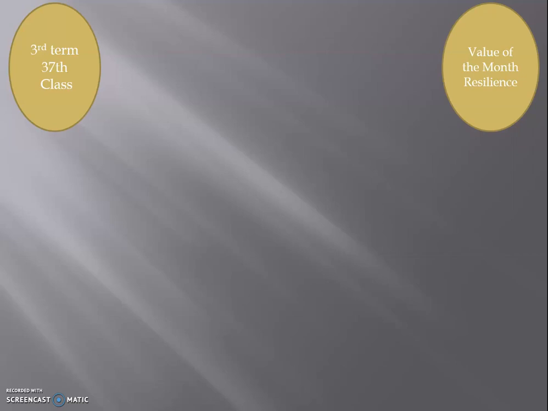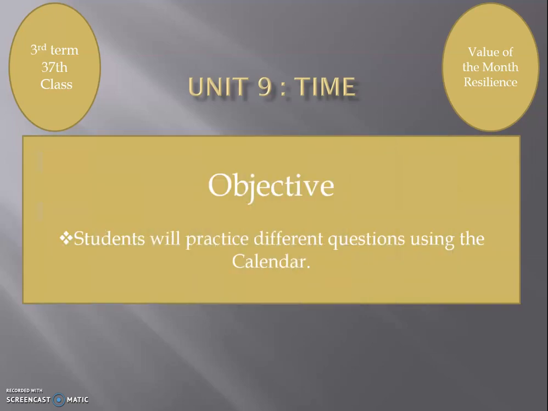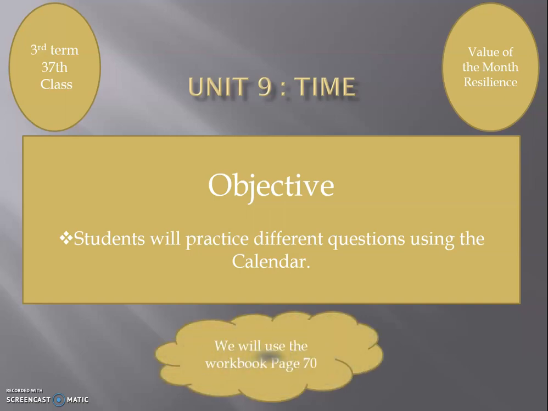As you know, we have the value of the month, resilience. Resilience means you keep trying and keep doing your best, even with changing circumstances. So you never give up, you still keep learning, and we still keep teaching, and we are doing great work together. In unit 9, we're still talking about time. The objective for today: students will practice different questions using the calendar. We are going to use workbook page 70.